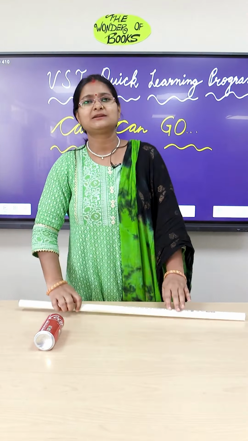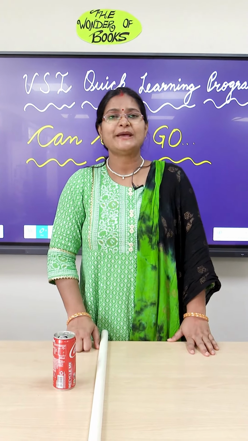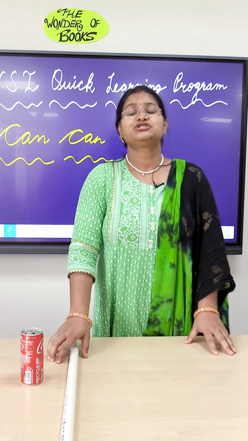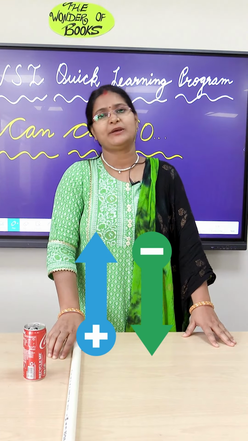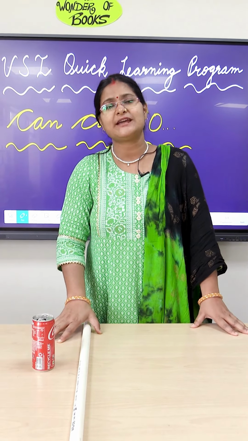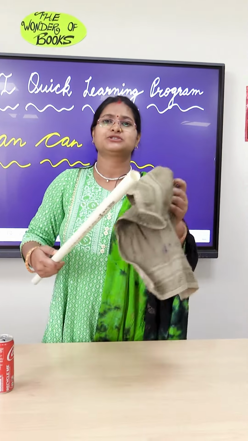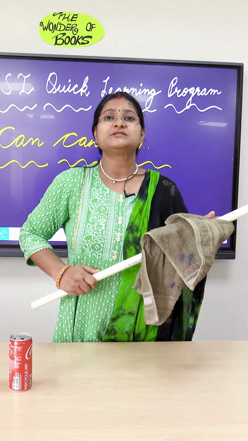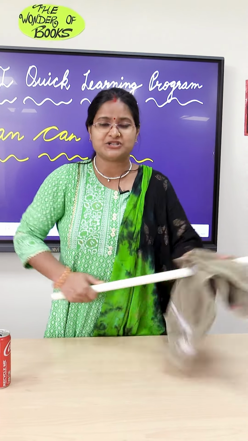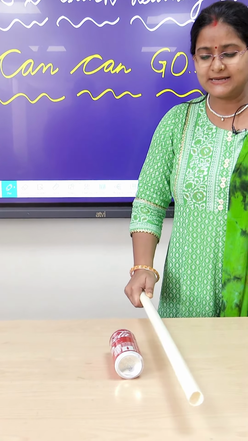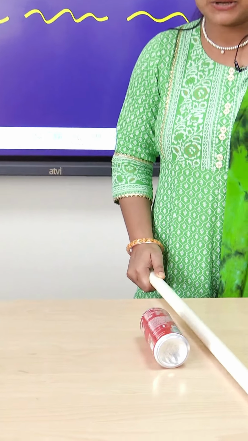Isn't it a magic? This was based on the principle of electrostatics, right? Everything possesses charge on itself, either be positive or be negative. Everything is in neutral state because they possess equal amount of positive and negative charges. As in we have rubbed this rod with this cloth, there was immense transfer of charges and the can started moving, right? Like this magic.